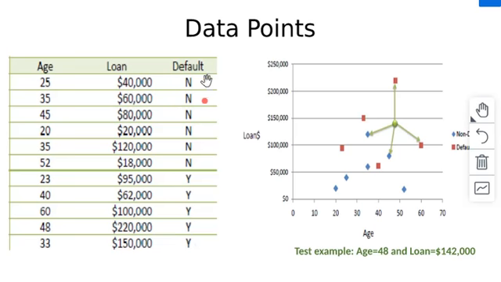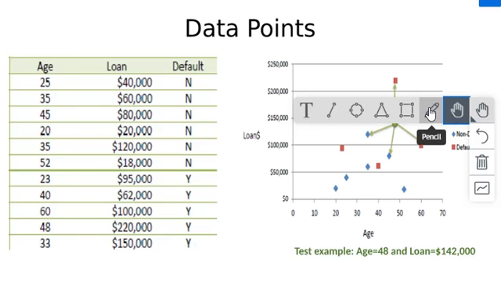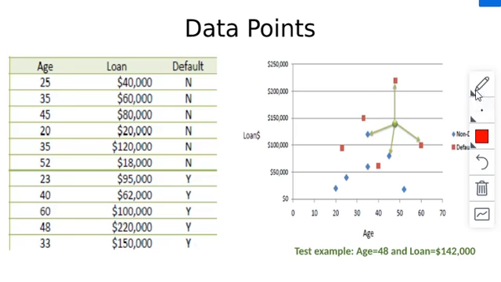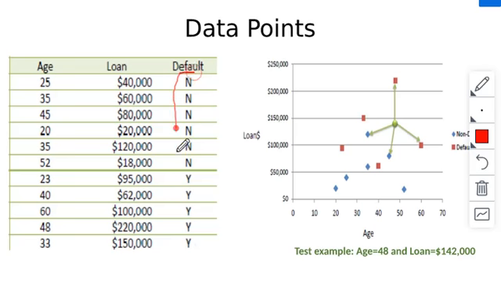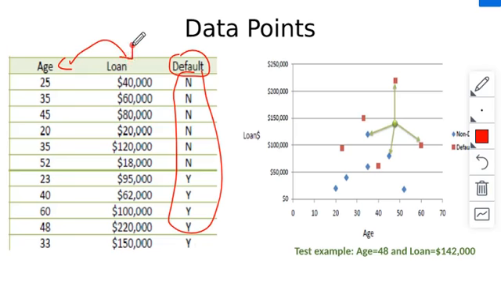This one is categorical data. Why is it categorical data? Because it has two categories, no and yes, n or y. So we call this a class label or a target variable. This target variable is determined based on the independent variables. Here, what are the independent variables? Age and the loan amount.